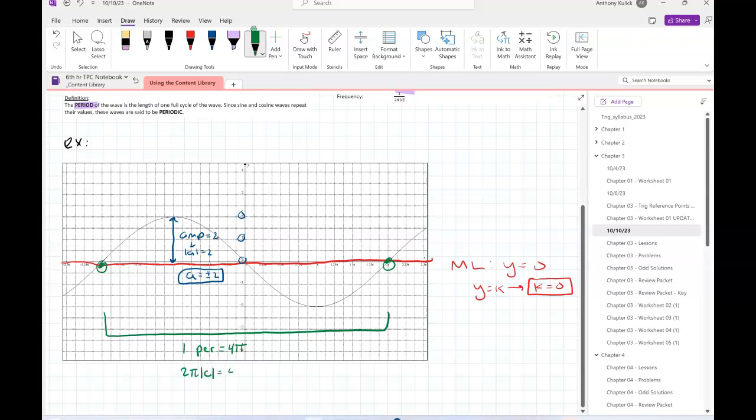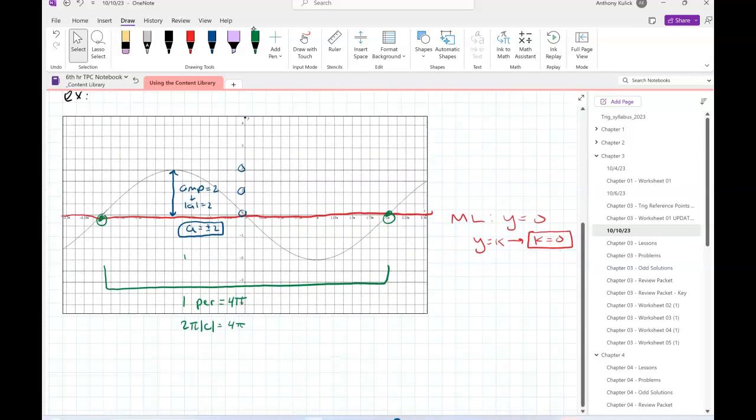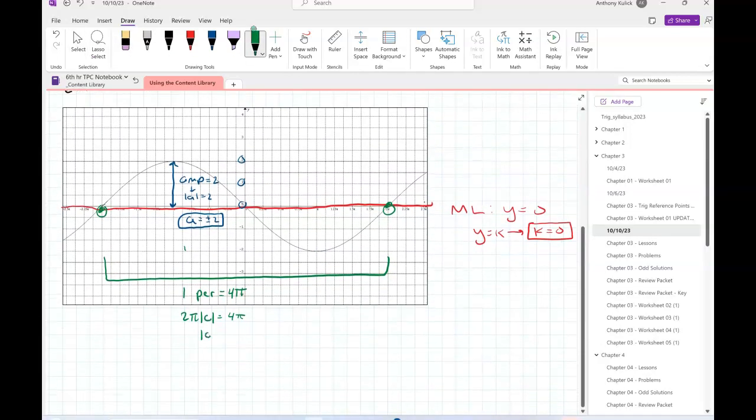Why was it 4 pi? Because I start at negative 2 pi and end at positive 2 pi. So like here to here was 2 pi, and then there to there is 2 pi. And if I solve that for the absolute value of c, I would divide both sides by 2 pi. So the absolute value of c is 2, or that c then is just plus or minus 2.